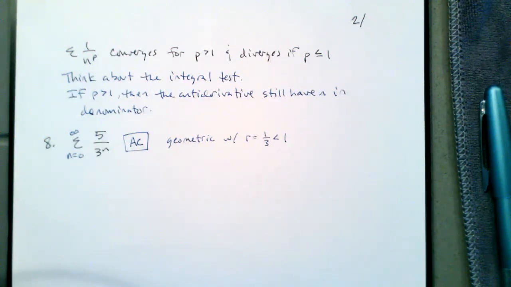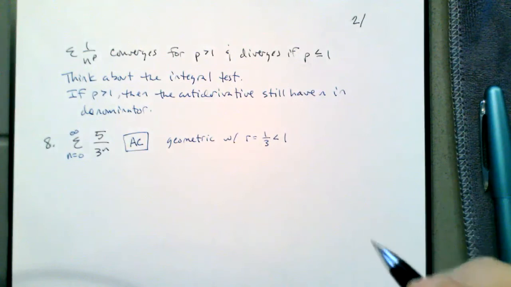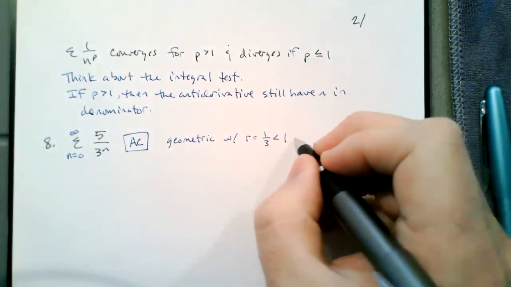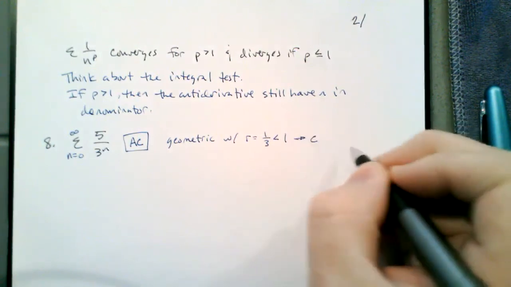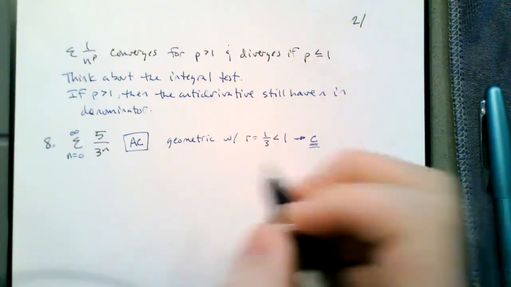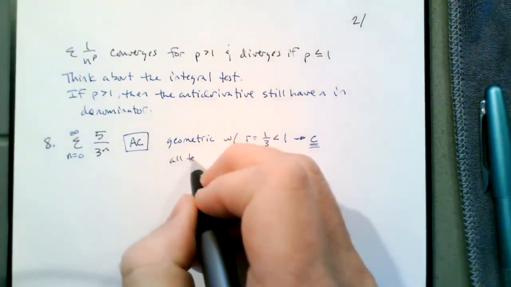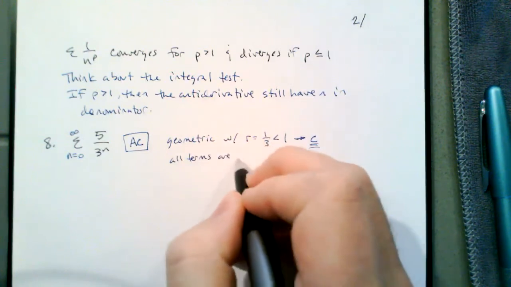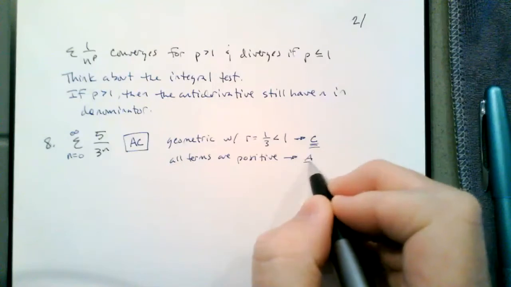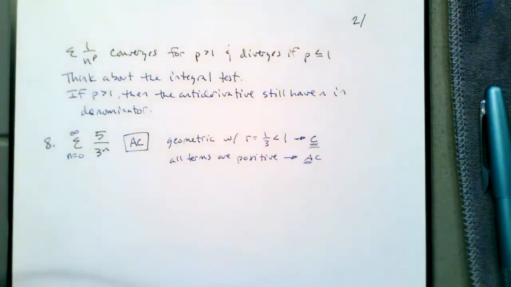So we know that this series is absolutely convergent. It's geometric with a common ratio of 1/3, which is less than 1, and all the terms are positive. So that's what gives us convergence. All the terms are positive, and that gives us absolute convergence. So that's how we get those parts.